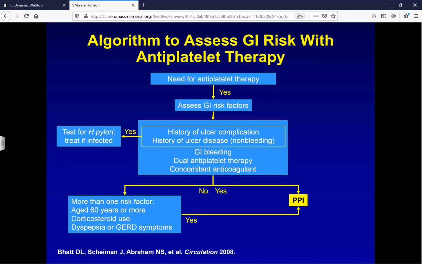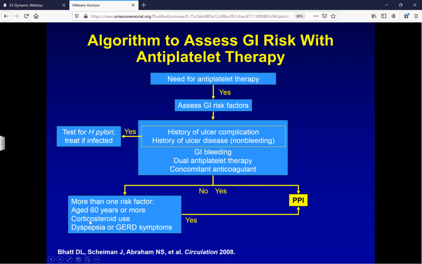So GI bleeding is a big problem in these patients, and it's important to assess the need for antiplatelet therapy before bringing the patient to the cath lab. History of ulcer or ulcer complication, that's important to know. Some people, I personally like to test actually H. pylori in these patients so that they can get treated, and then you can go ahead and do the antiplatelet agent. If you cannot avoid it, then you need to put the patient on PPI. Okay, very important to remember this.